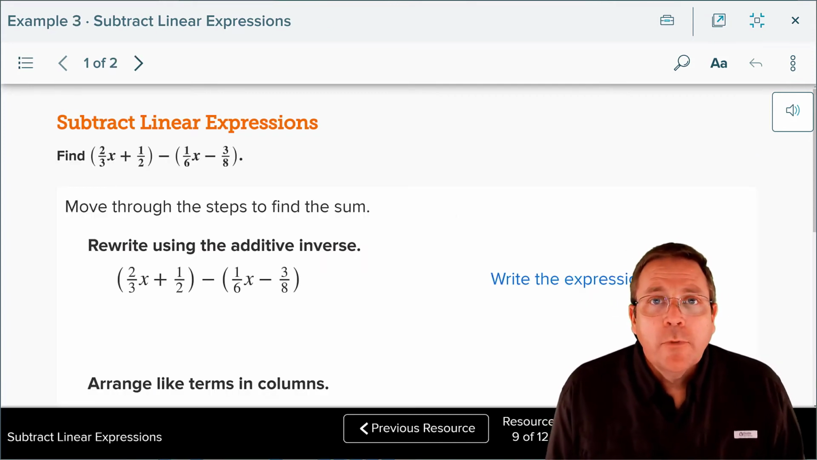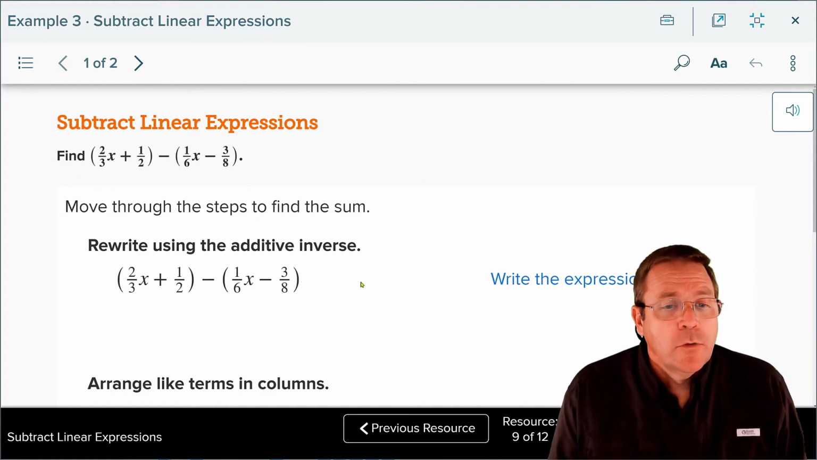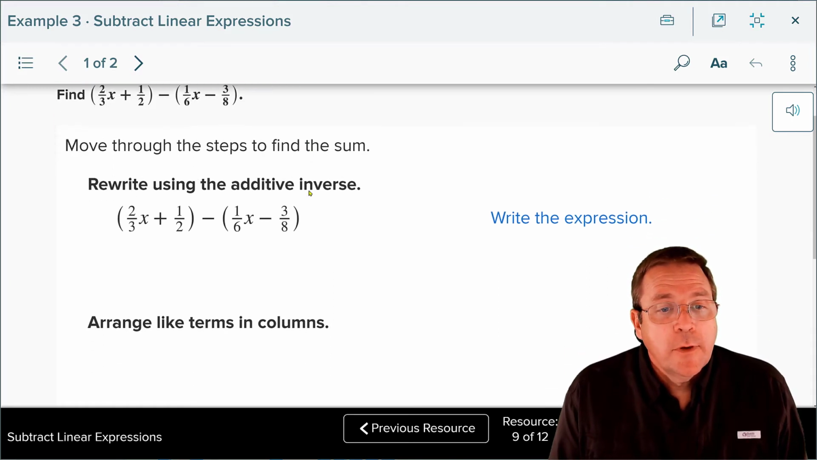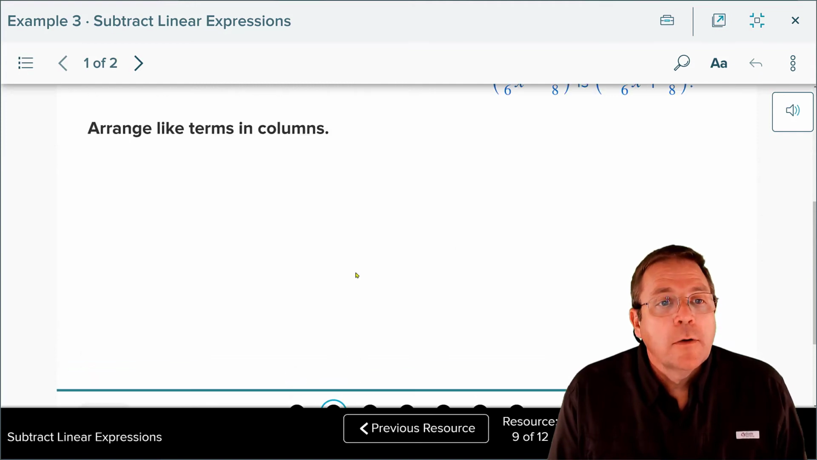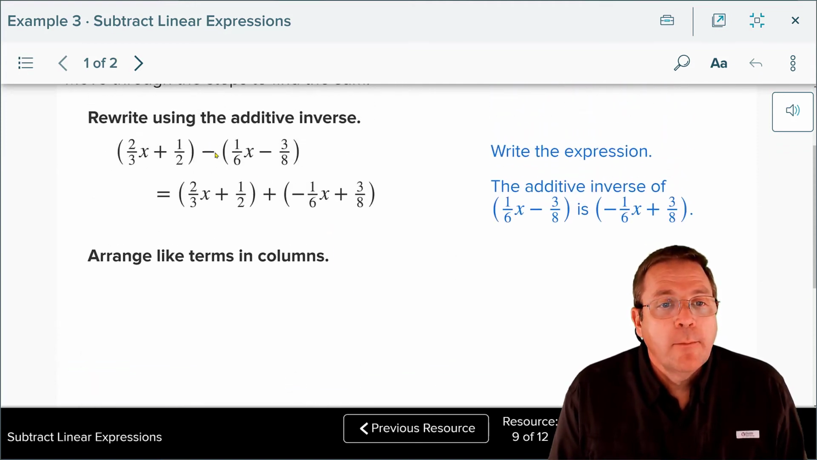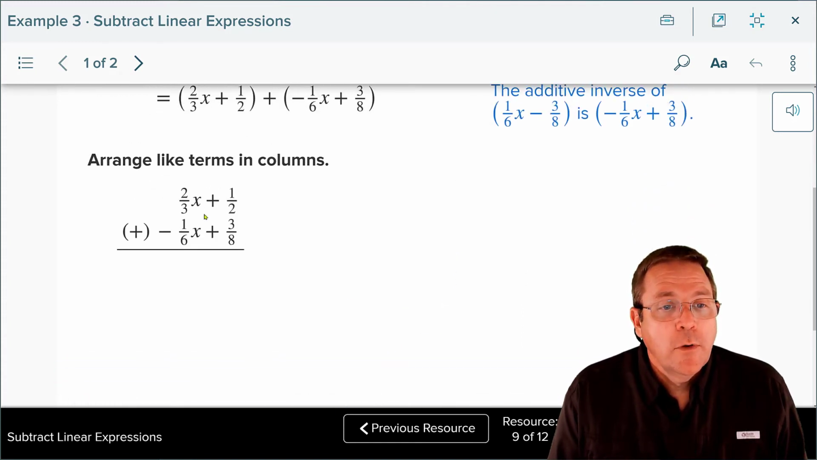But what if we had problems involving fractions? We'd work it the same exact way. So we're going to take in the problem that they gave us right here. Next step is going to be to rewrite it using the additive inverse. So we're going to click on that next button, and you can see where they had minus everything that was in here. They did plus and used the additive inverse. Positive 1/6x became negative 1/6x. Negative 3/8 became a positive 3/8. From there, it's going to be just a matter of aligning the columns that you see going on right here.